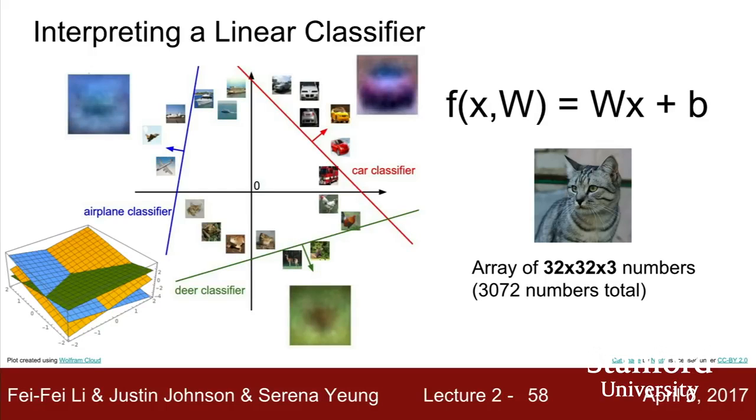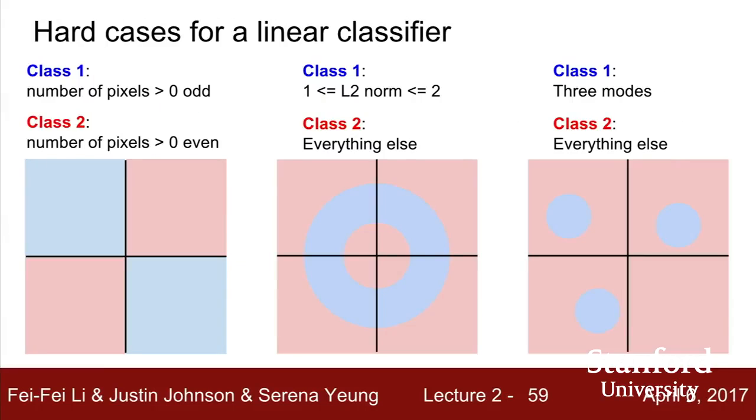But when you think about linear classification in this way, from this high-dimensional vector point of view, you can start to see what some of the problems with linear classification might be. It's not too hard to construct examples of data sets where a linear classifier will totally fail. One example on the left: suppose we have a data set of 2 categories, blue and red. The blue category is where the number of pixels in the image greater than 0 is odd, and anything where the number of pixels greater than 0 is even, we want to classify as the red category.